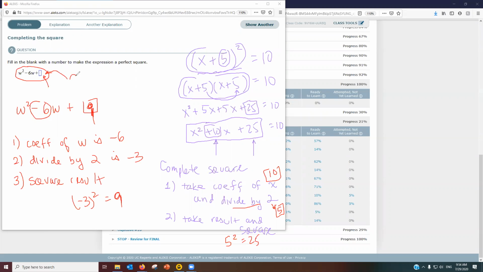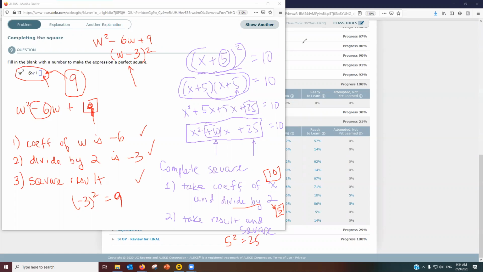Because by putting a 9 in this box, I would end up with this kind of a squared quantity. W squared minus 6w plus 9 is really the same as w minus 3 squared. So in this example, they really just asked us to come up with this number 9 that allows us to complete the square. That means you're trying to get the expression to be a quantity squared. In this case, it was the parenthesis w minus 3 squared. Okay, so these are the steps to complete the square.